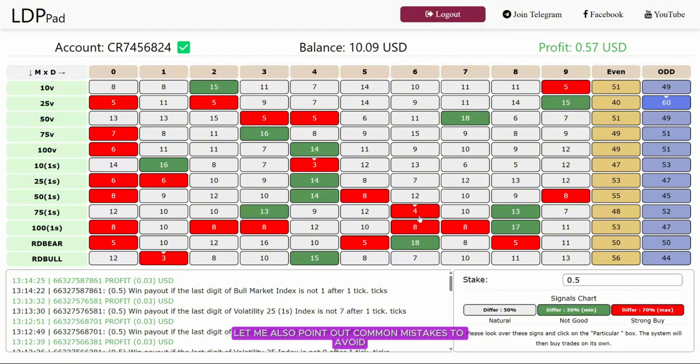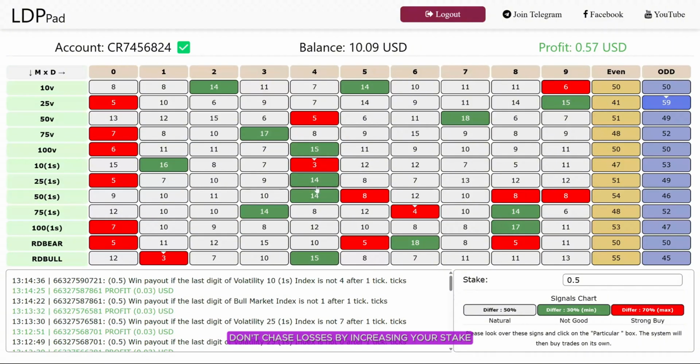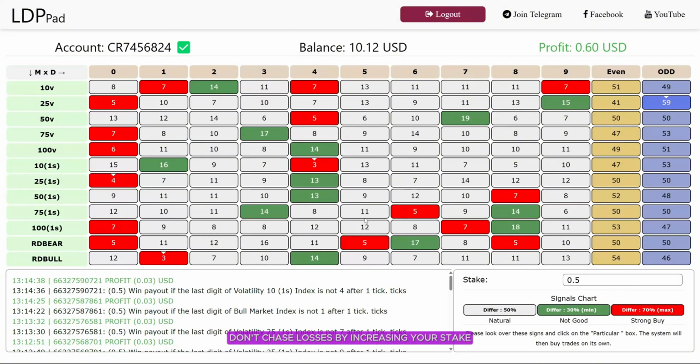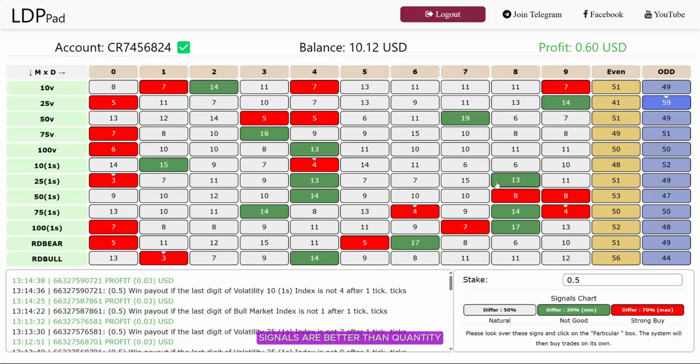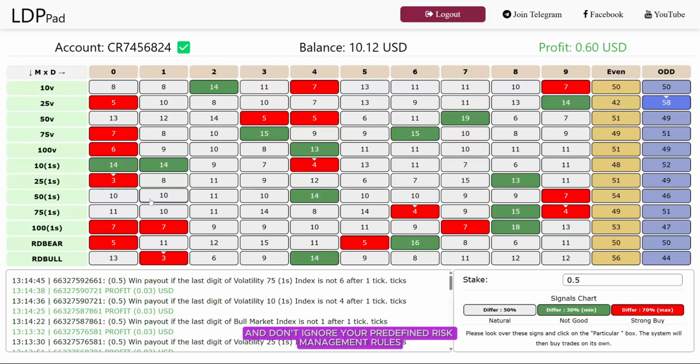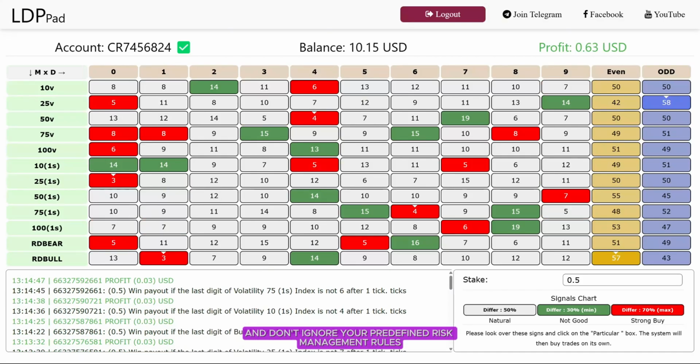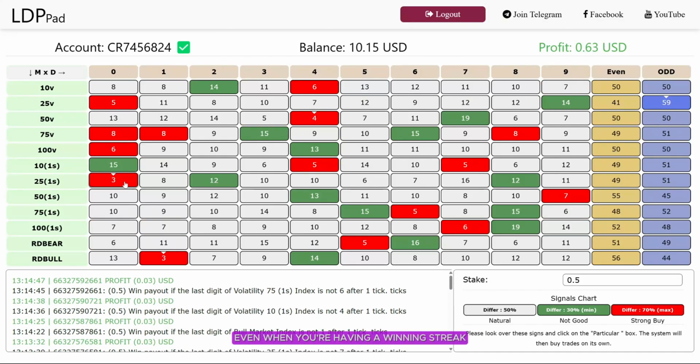Let me also point out common mistakes to avoid. Don't chase losses by increasing your stake after losing trades. Don't overtrade. Quality signals are better than quantity. And don't ignore your predefined risk management rules, even when you're having a winning streak.